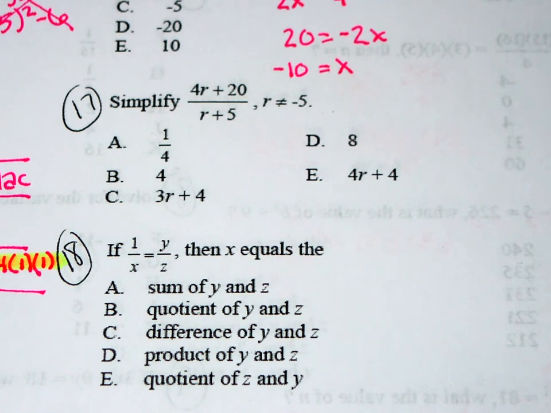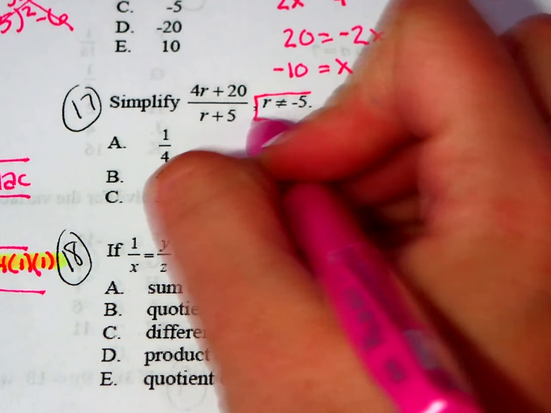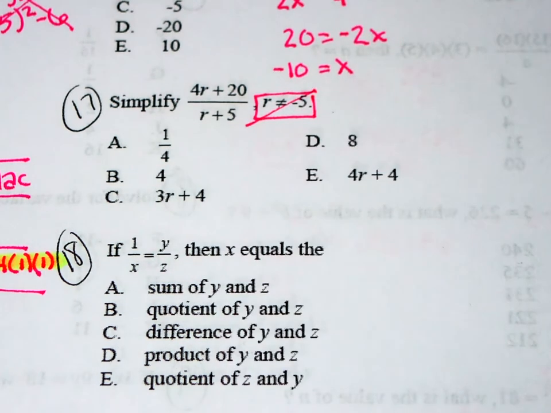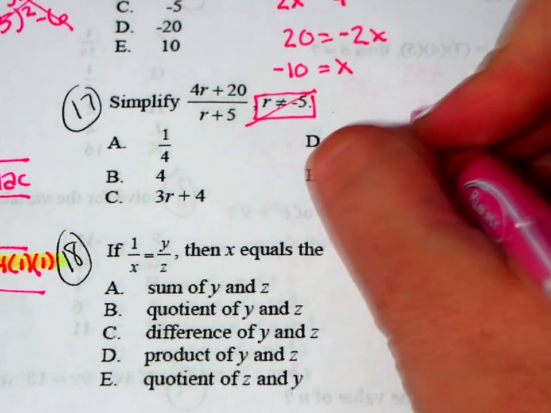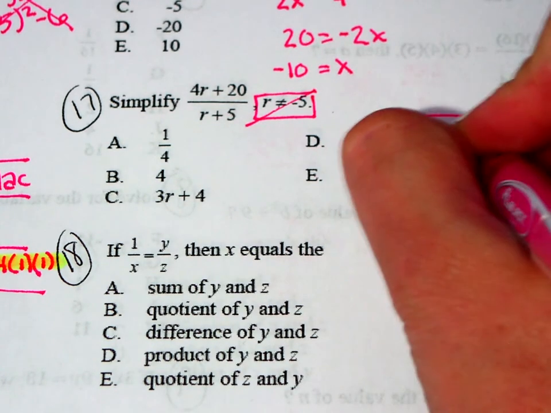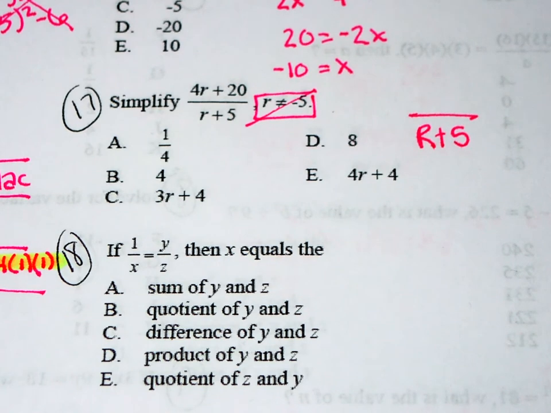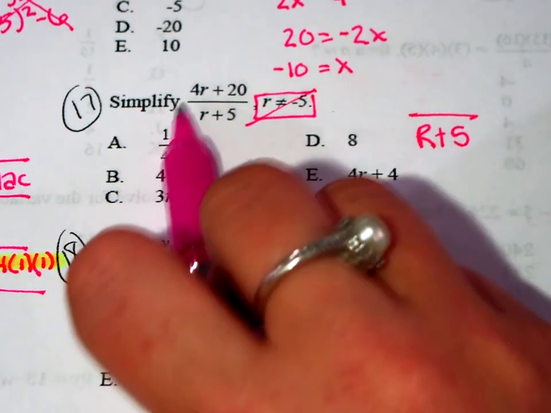Number 17 involves fractions, and this part right here where it says r cannot equal -5, that's just telling you that you're not going to have an undefined fraction. It really serves no purpose in actually solving the problem. Whenever I look at these fractions, the most important thing I want to look for is GCFs. So r plus 5, there's really nothing I can do, so I'm going to leave the denominator just r plus 5. However, in the numerator, I see a 4, and I see a 20.